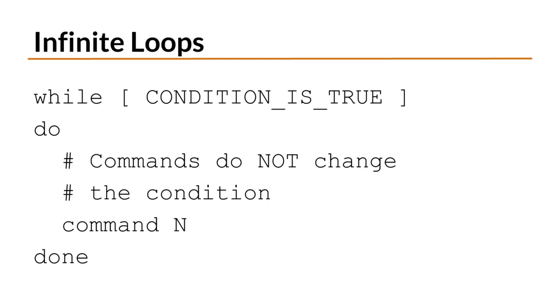If the condition that is being tested always returns true, then the while loop will never exit. If this happens, you'll need to interrupt the script by hitting Ctrl+C if you're running it interactively from the command line. Otherwise, you'll need to use the kill command to kill the process. Typically, when this happens, it's due to a bug and logic error in the script.